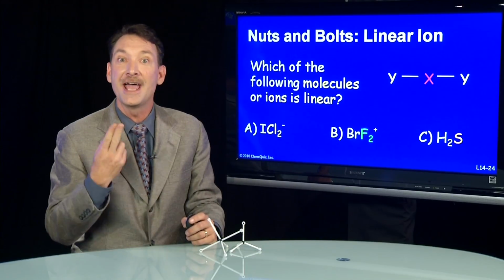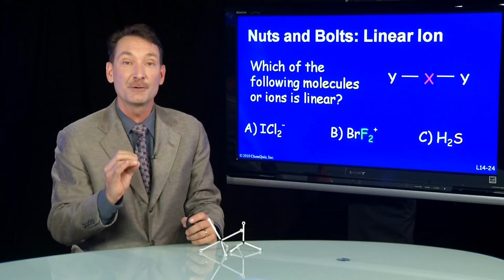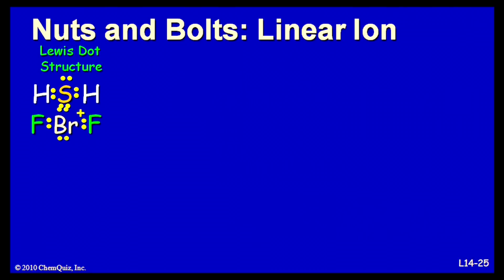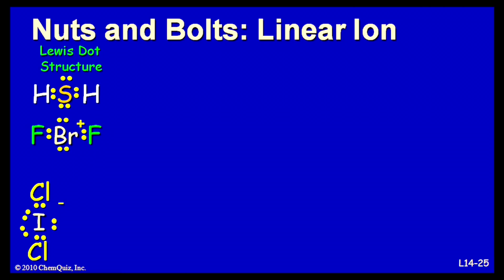a Lewis dot structure and get some steric numbers and see what the molecular geometry actually is. So let's do that. Here is the Lewis dot structure for those 3, H2S, BrF2+, and ICl2-. Go to the steric number. Sulfur has 1, 2, 3, 4 things to accommodate, 2 lone pairs and 2 hydrogens. The bromine also has 4 things to accommodate, 2 fluorines and 2 lone pairs. So these both have steric number 4.